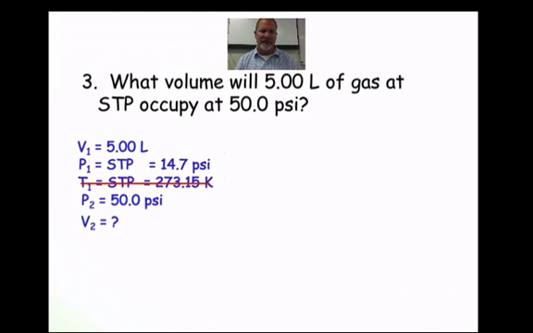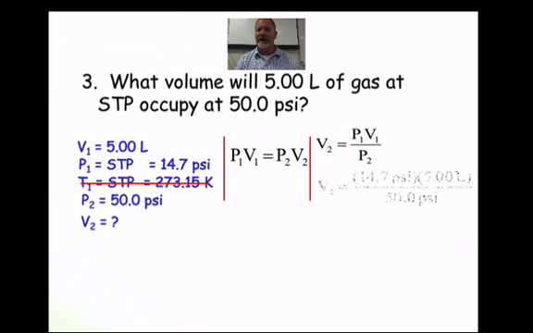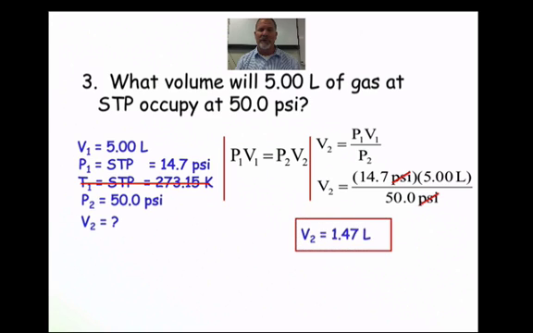And then I realized, okay, I'm dealing with P1 times V1 equals P2 times V2. To isolate V2, simply divide both sides by P2. Then mathematically, I'm just P1 times V1 divided by P2. PSIs cancel out and end up in liters. 1.47 liters.